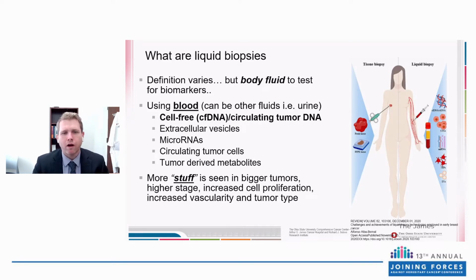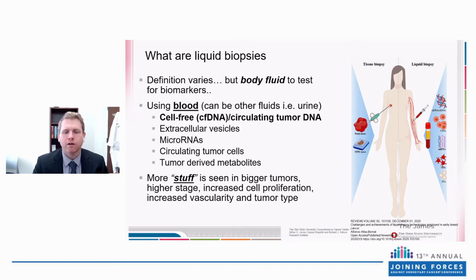So to begin, what are liquid biopsies? The definition varies. If we look up liquid biopsies, you're going to read a lot of different potential definitions of what they exactly are. But in general, when we talk about liquid biopsies, it's using body fluid to test for some sort of biomarker. And while we can use any body fluid, the most commonly used body fluid for liquid biopsies is blood. And blood is tested then for several different things within the liquid biopsy umbrella.